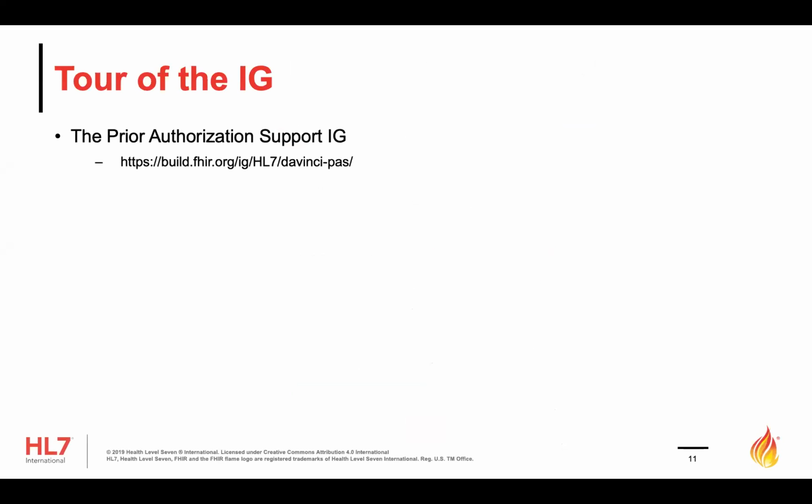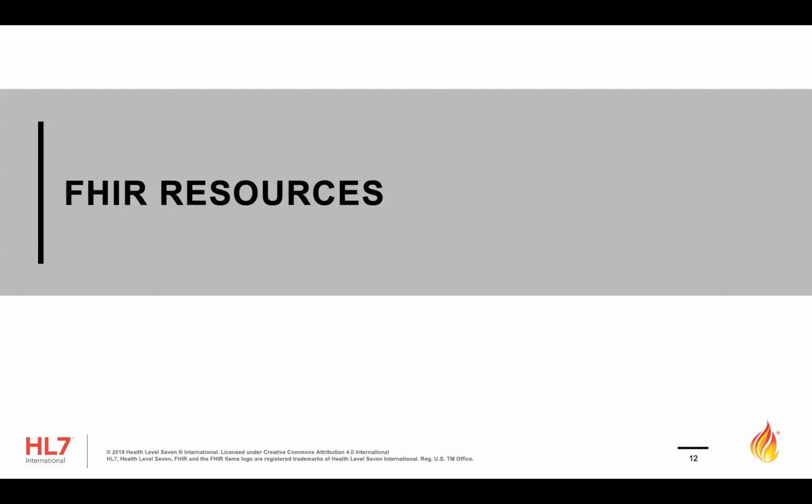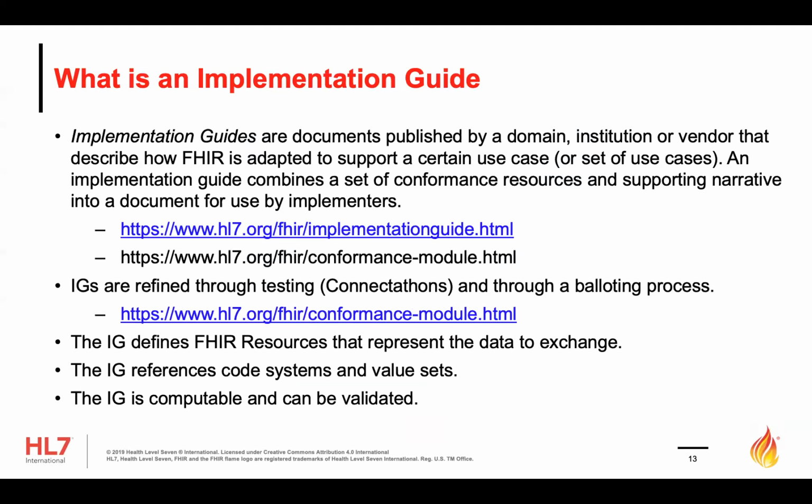So we're going to do a quick tour of the IG. You can find it at the link right there. Next slide. We're going to go through and describe some of the FHIR resources that are involved in PAS. Next slide. So what's an implementation guide? An implementation guide is basically a set of documents describing how FHIR is adopted to solve a particular use case. In this case, it's solving the prior authorization use case. These IGs are refined through connectathons and through a balloting process.